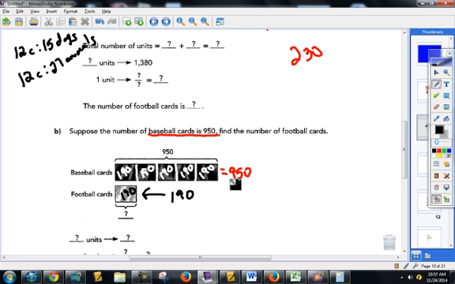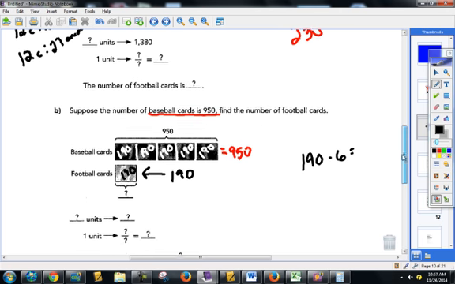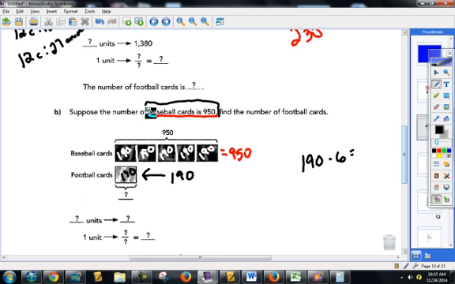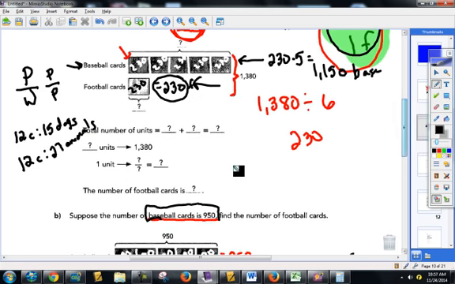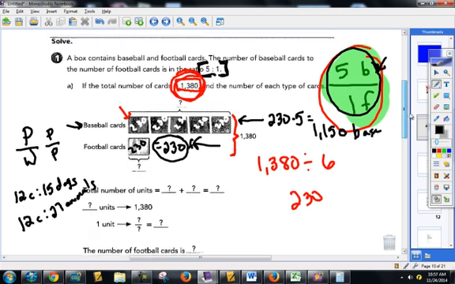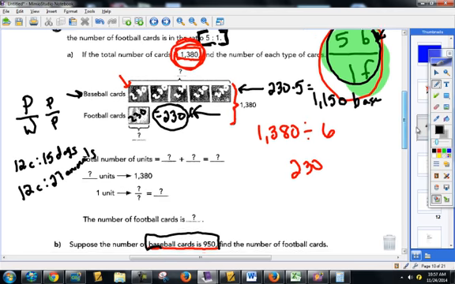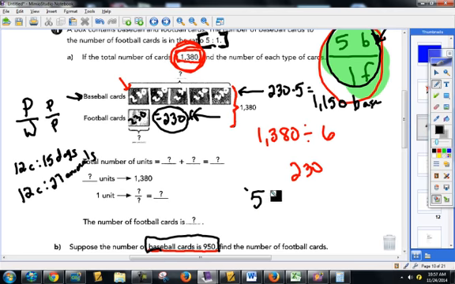Now, if we also wanted to figure out how many total cards, well, we would do 190 times 6, and that would give us the number of total cards that we have. But it's all based upon this real information. Okay. Now, just to show you guys, the model is great, and I want you guys to use modeling, but I'm also going to, on this one up here, show you how a proportion would look. You know that for every 5 baseball cards, there would be 1 football card. You should all be writing this. Okay.